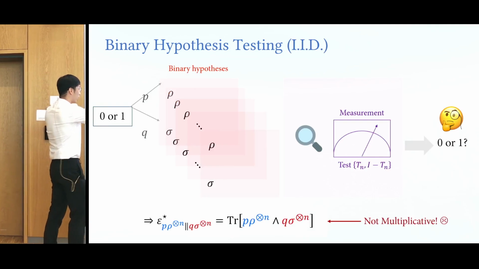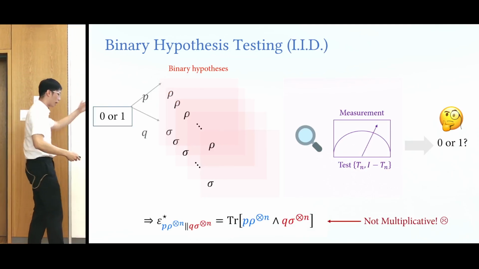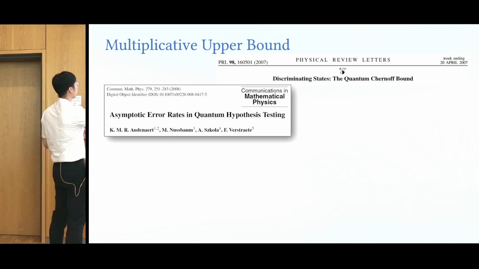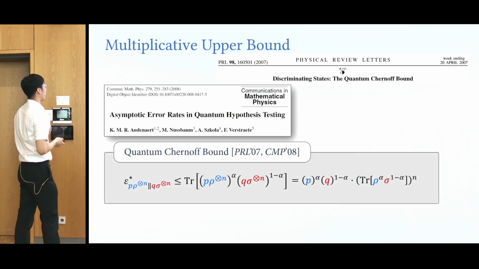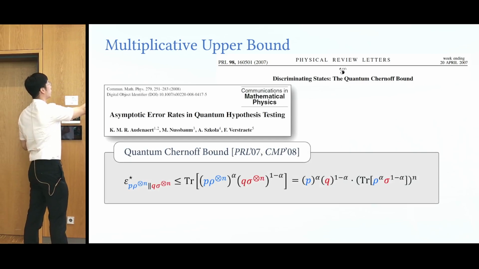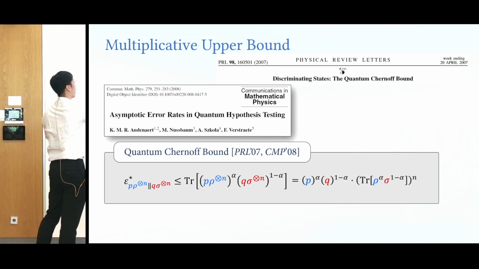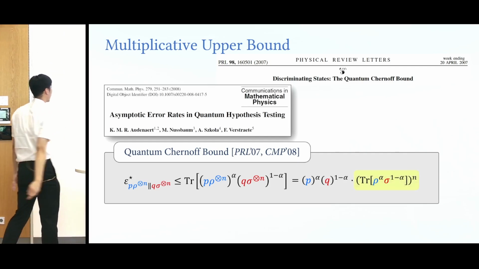Even if we have a closed-form expression, when n is large it's difficult to compute this quantity. So that's why the Chernoff bound is important. In 2007, 2008, they proposed this upper bound. We put this prior P and Q out. This is just some constant smaller than 1. However, this quantity is multiplicative, so we have an exponential decay bound.